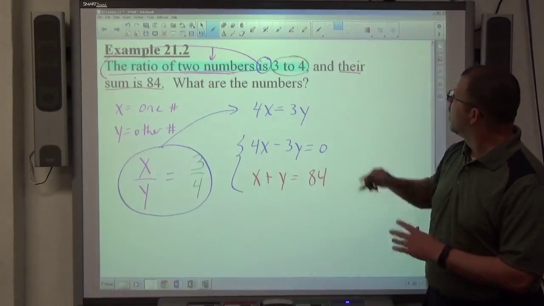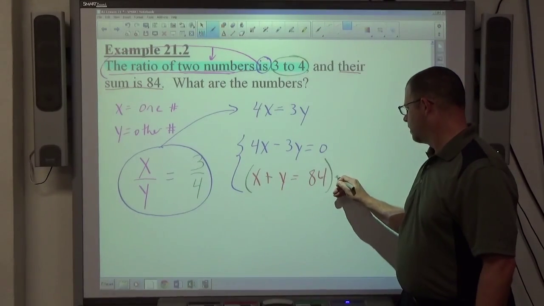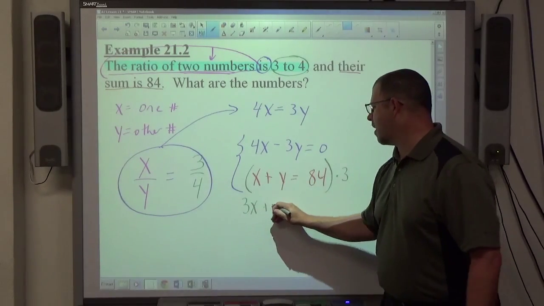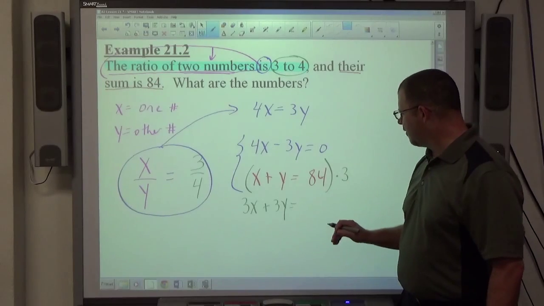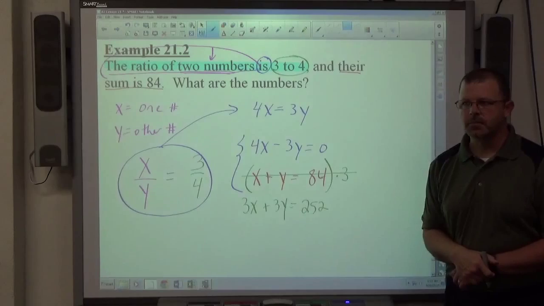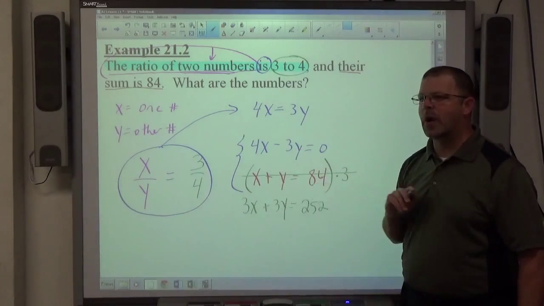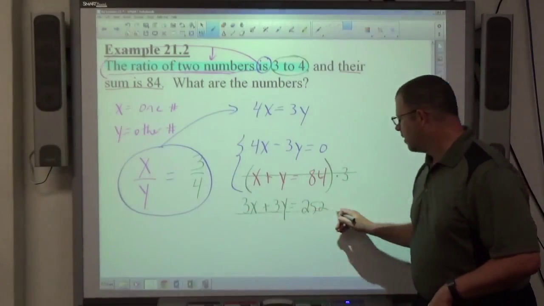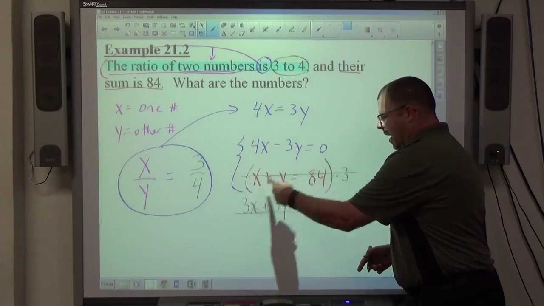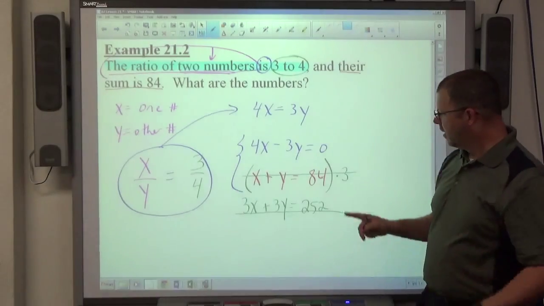X's, Y's, constants. I would multiply the bottom equation by 3. 3 times x is 3x. 3 times y is positive 3y. 3 times 84 is 252. Okay. Elimination is all about getting rid of something. You can see here that negative 3y and positive 3y being opposites are going to go away. So multiplication of 3 is successful. And again, this is what I wanted to happen. 3x and 252 are consequences. Make sure that when you modify anything, you modify everything in that equation.